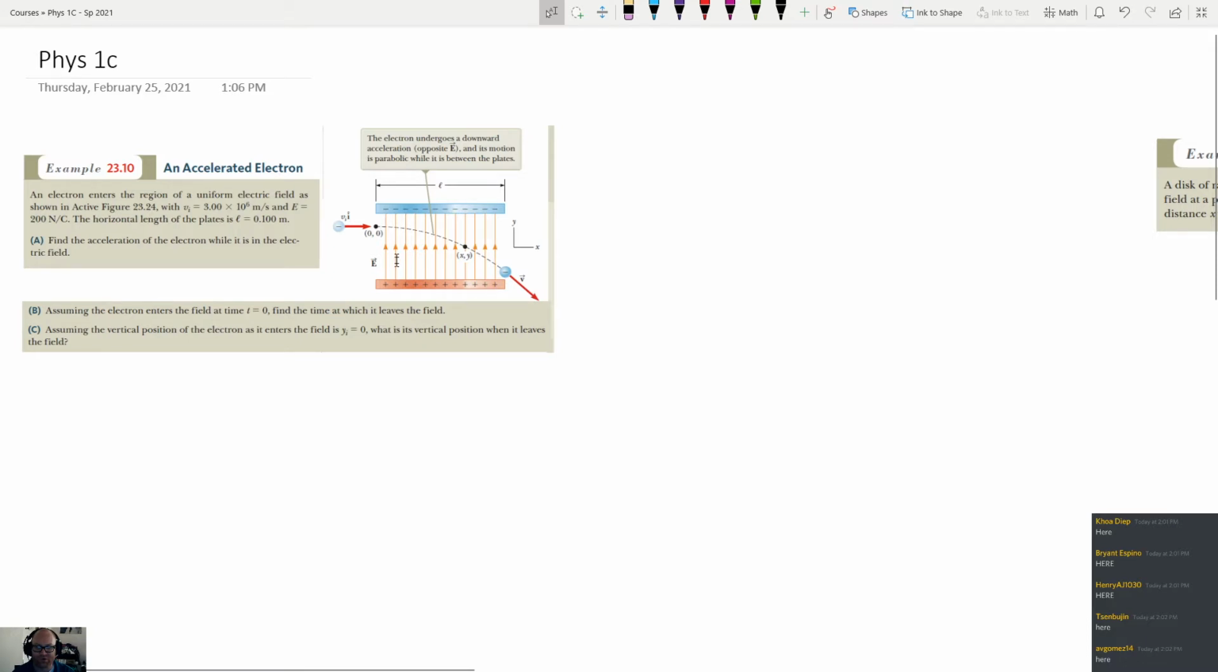So we have an electron that moves into this region to the right. It's moving with a constant velocity of 3 times 10 to the 6 meters per second. And we know that the electric field within this region is 200 newtons per coulomb, and it points up. And we know the horizontal length of the plates is 0.1 meters, from here to here, L. We want to find the acceleration of the electron while it's in the electric field. We want to find the time at which it leaves the field, and assuming the vertical position that it enters is 0, right here, we want to find its vertical position when it leaves the field.